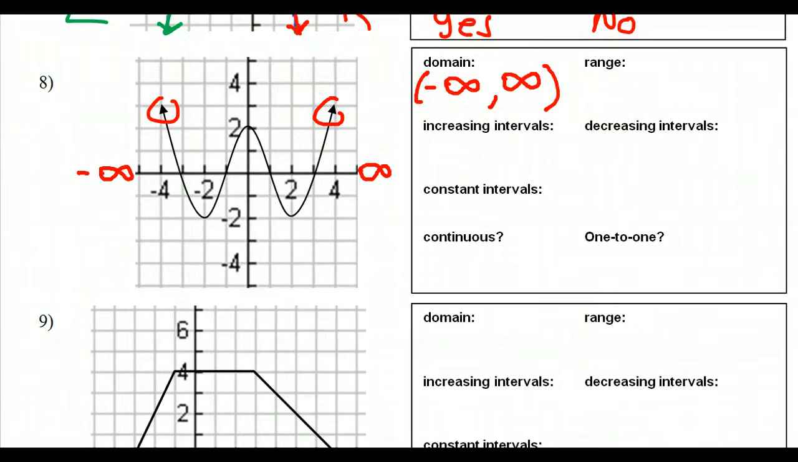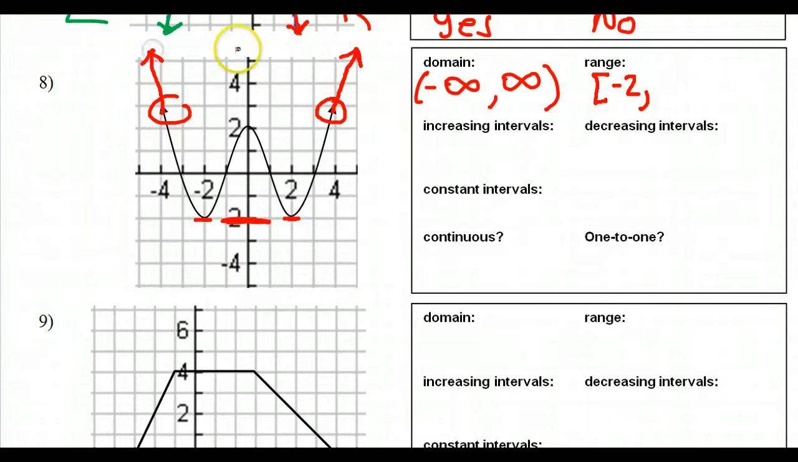Now the range. The range is the y value. So now I'm looking for how low does it go and how high does it go. Now this is the lowest point on the graph because of here and here. So the range is definitely going to start at -2 with a square bracket because it hits it. Now, how high does it go? Don't look at this middle hump. You have to again look at these ends because these are what keep going on forever. So it goes up and up and up. That's positive infinity. So that would be your range.